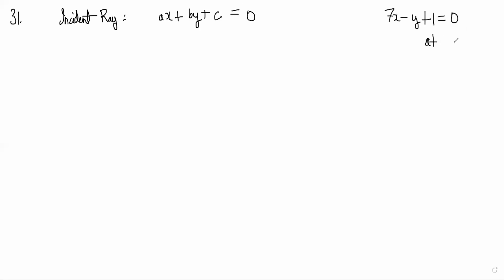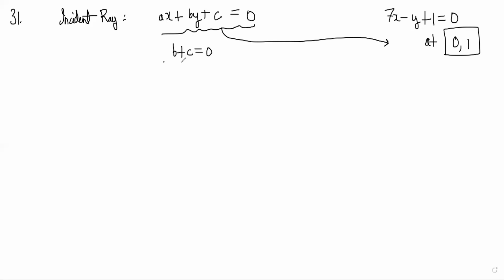A ray of light is incident along a line which meets another line at the point. So let's say the incident ray is along some line ax plus by plus c is equal to 0. This incident line meets another line 7x minus y plus 1 is equal to 0 at (0, 1). Okay, so that means that (0, 1) lies on this, right? So a into 0 plus b into 1, b plus c is equal to 0 we are getting from the first statement, right?